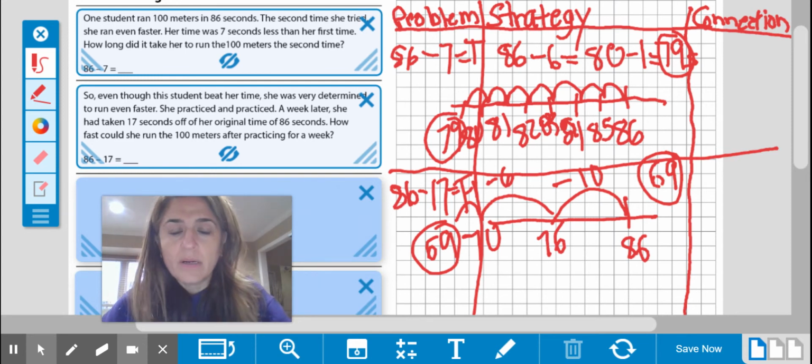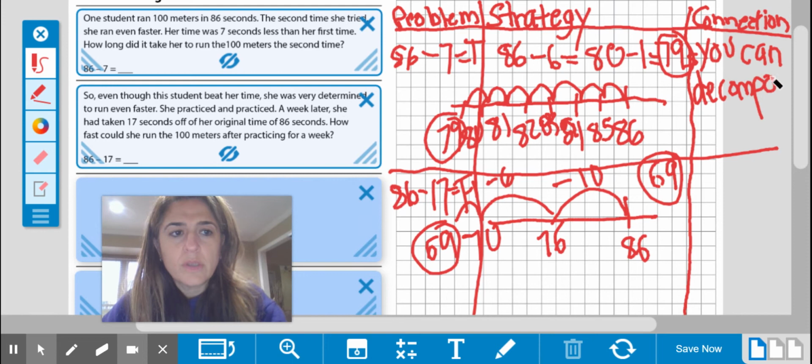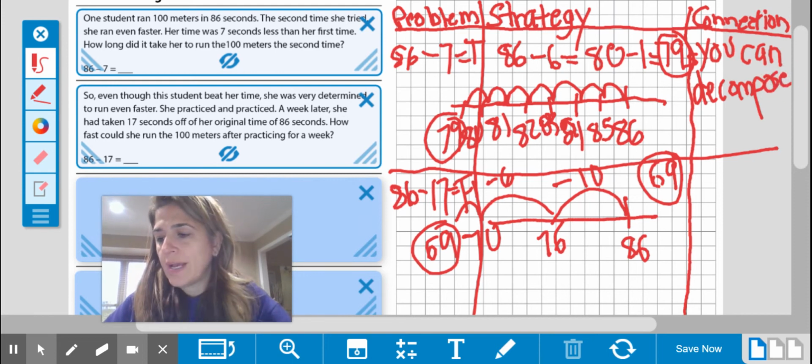So breaking apart a number is called decomposing. So your connection here, the smart word is decompose, D-E-C-O-M-P-O-S-E.